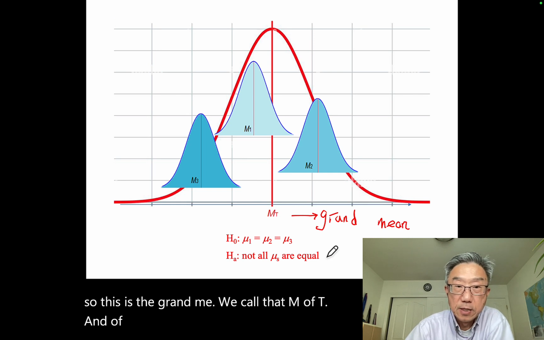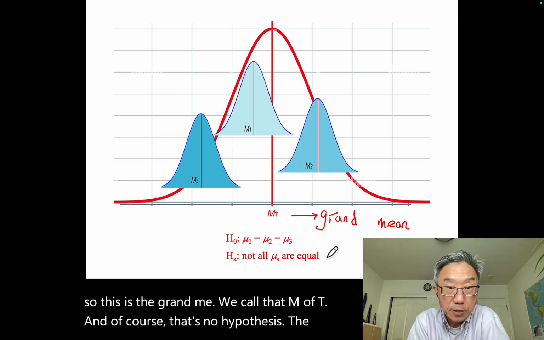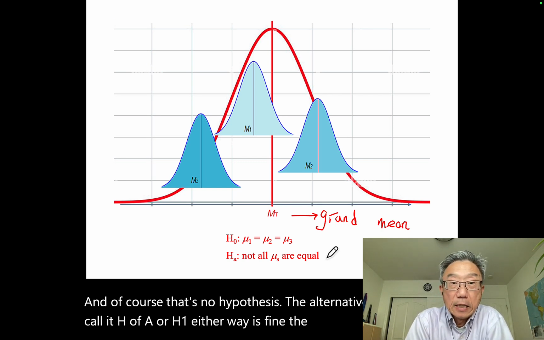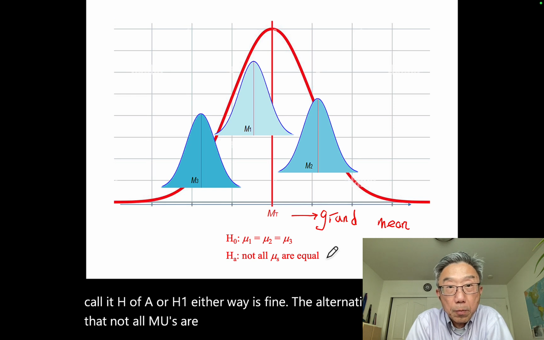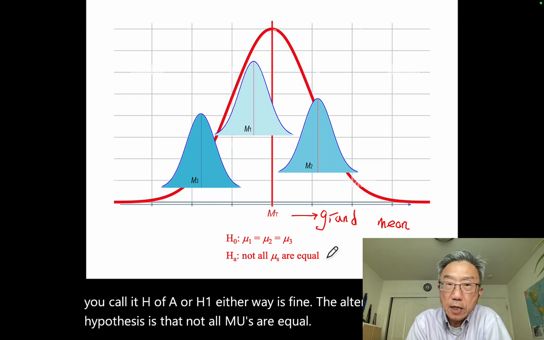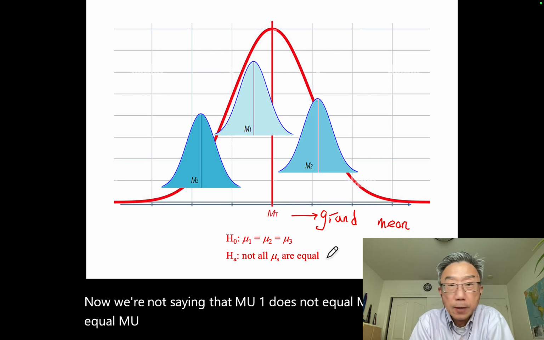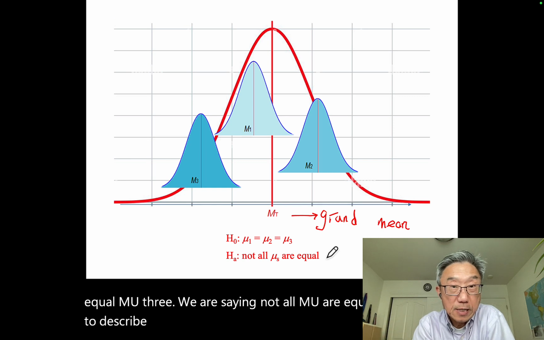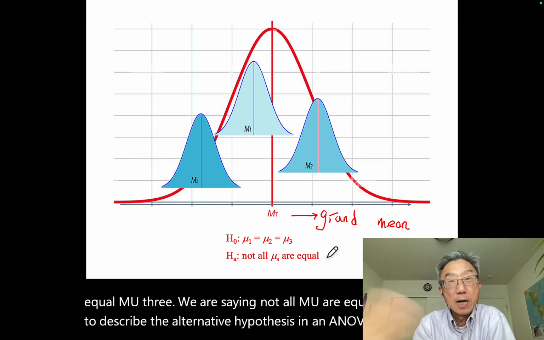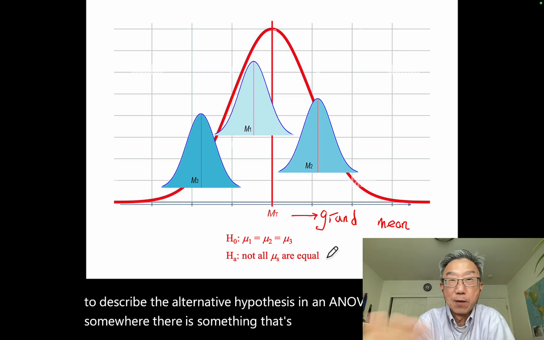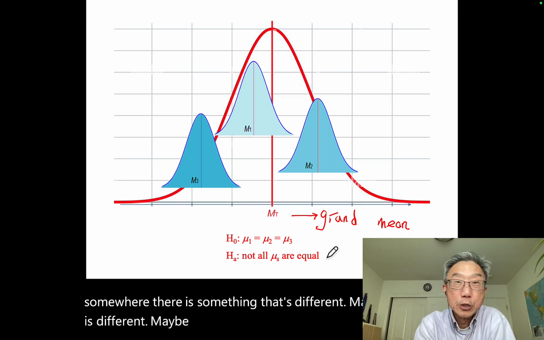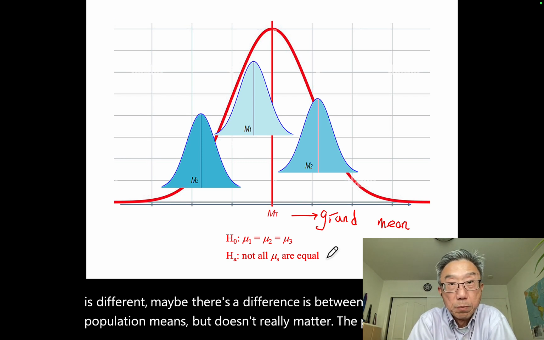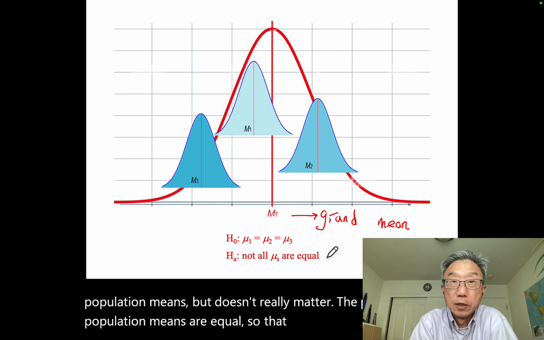And of course, that's the null hypothesis. The alternative hypothesis, you call it H of A or H of 1. Either way is fine. The alternative hypothesis is that not all mu's are equal. Now, we're not saying that mu1 does not equal mu2 does not equal mu3. We are saying not all mu's are equal. Another way to describe the alternative hypothesis in an ANOVA is that somewhere there is something that's different. Maybe everything is different. Maybe the difference is between only 2 population means, but it doesn't really matter. The point is not all population means are equal. So that is the alternative hypothesis.